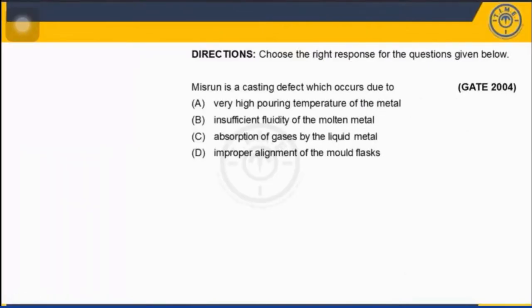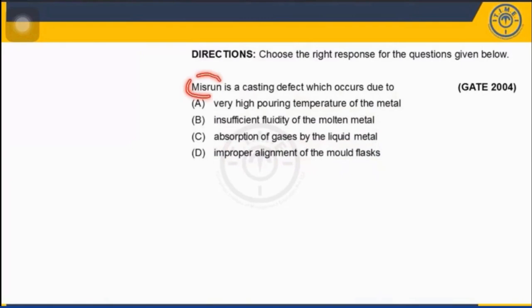Now, this is the first question, asked in GATE 2004. Misrun is a casting defect which occurs due to, there are four options. The first option is very high pouring temperature of the metal. Second is the insufficient fluidity of molten metal. The C option is the absorption of gases by the liquid metal. And the D option is improper alignment of the molding press.